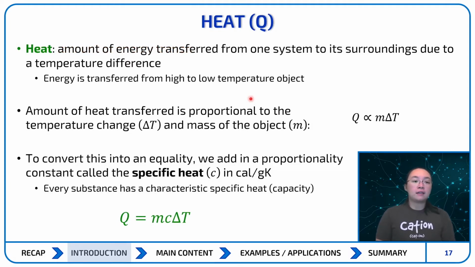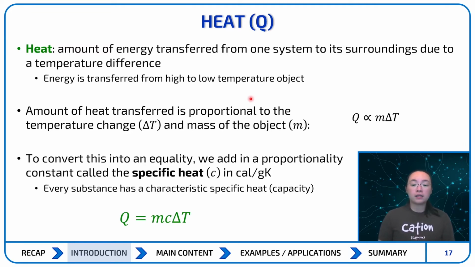Now, heat or Q is considered the amount of energy transferred from one system to its surroundings due to a temperature difference. So right now what we're doing is going through the first law of thermodynamics. Delta U is equal to Q minus W. Q and W are both path functions, so we're going to define those now so that we know what they are. So heat describes the energy transfer due to temperature differences, and it's going to go from high to low temperature. The best way to explain this is when we touch something hot or cold.